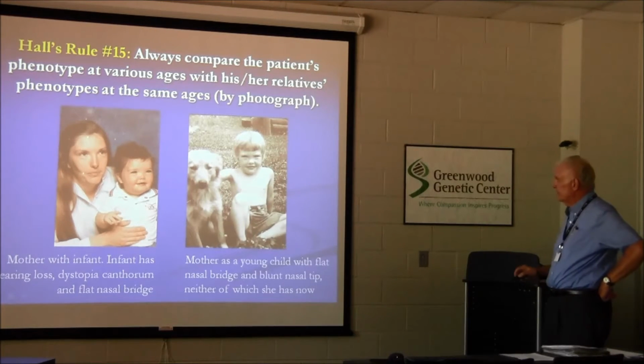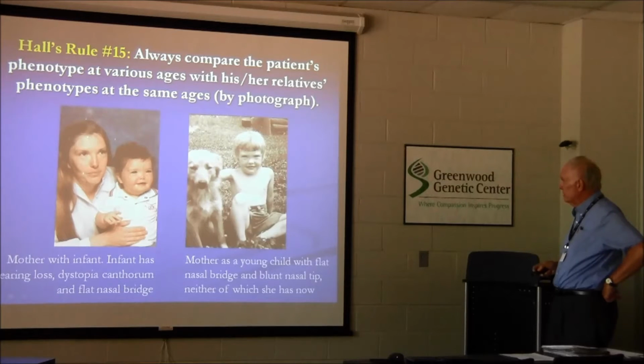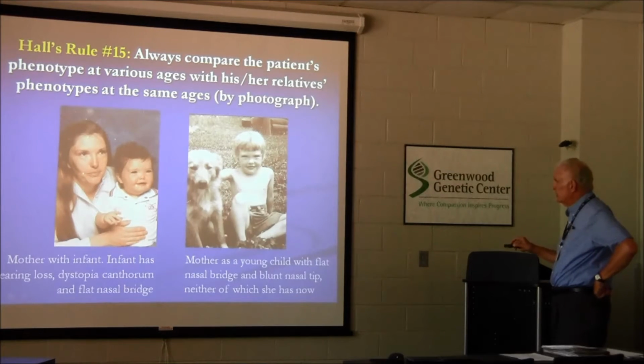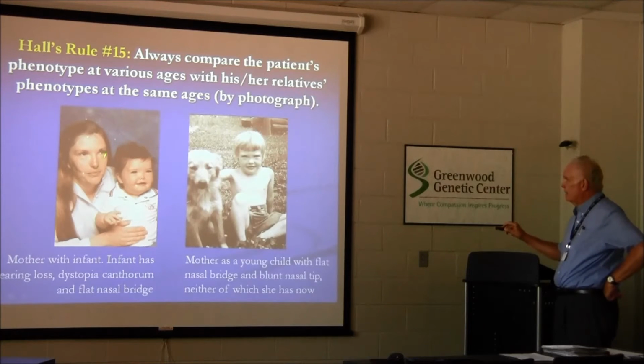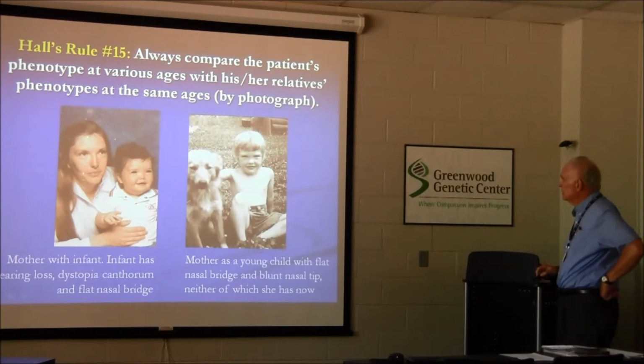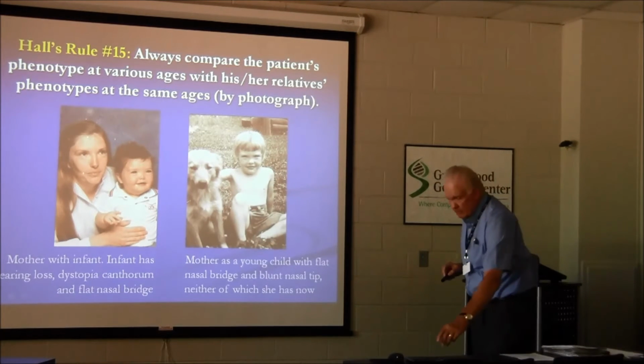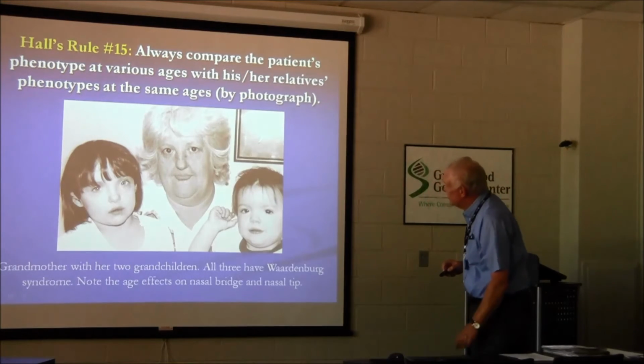We then went and got pictures of the mother when she was a little bit older but still young, and you can see her facial features are quite similar to her child's and as she was as an adult. So sequential photographs can be very useful, particularly if the phenotype changes.